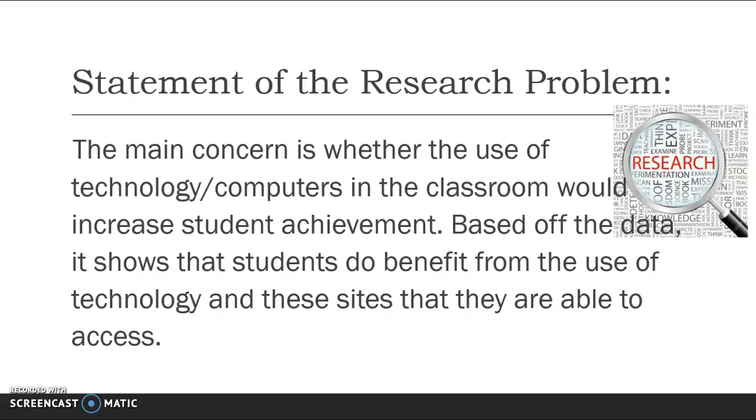And technology tools and sites have been adopted by school districts to help students as well as bridge the gaps in their academics. Teachers have been receiving professional development as well as workshops in order to integrate these tools inside of their classroom. And based off the data, it shows that students do benefit from the use of technology and these sites that they are able to access.